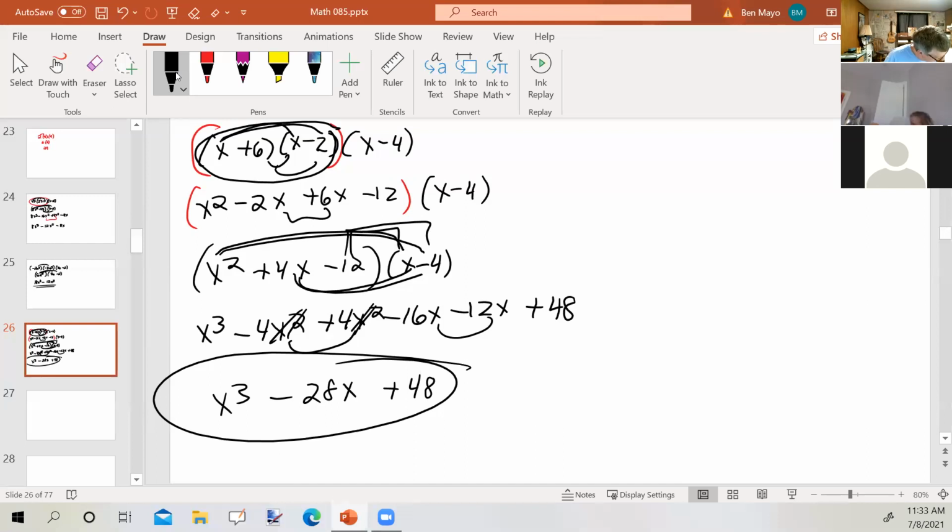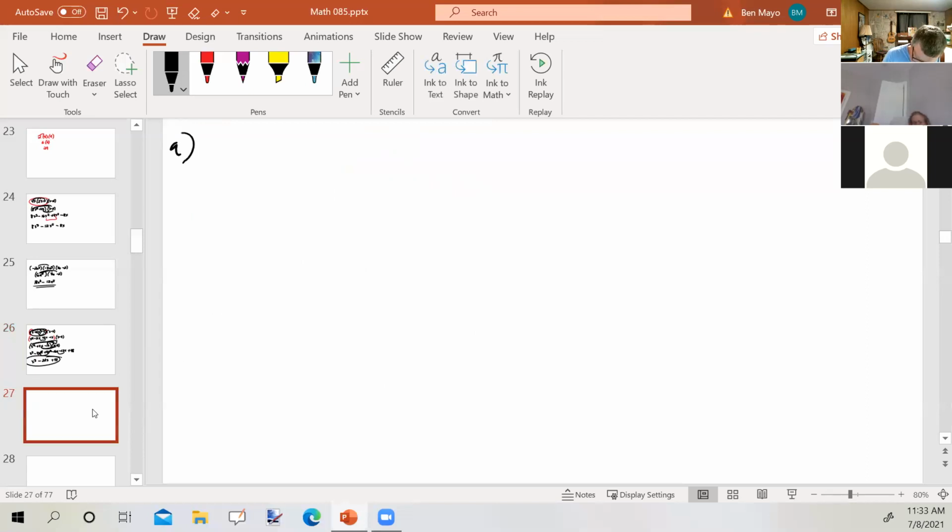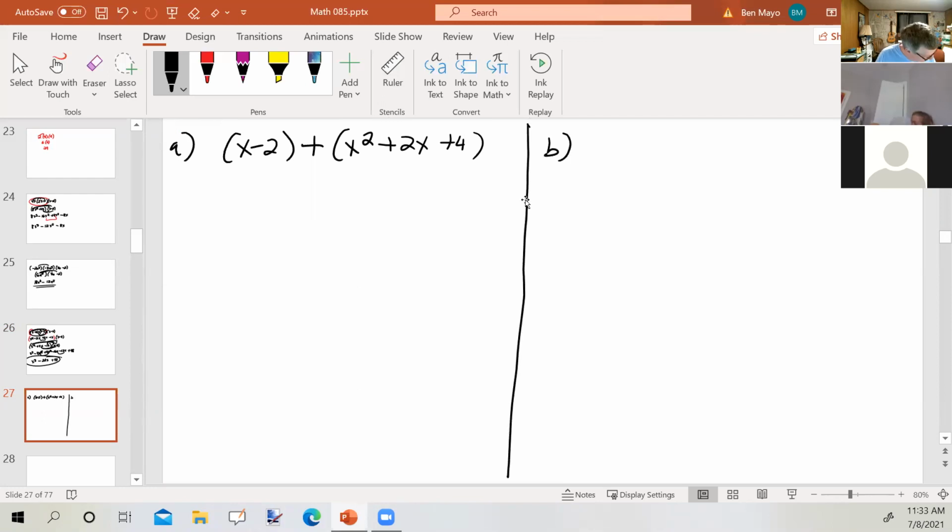Okay, let's see here. We're going to look at some things where the author calls them lookalikes. Okay, so let's take a look here. The first problem, problem A, is x minus 2 plus the quantity x squared plus 2x plus 4. The second problem, problem B, is x minus 2 times the quantity x squared plus 2x plus 4.